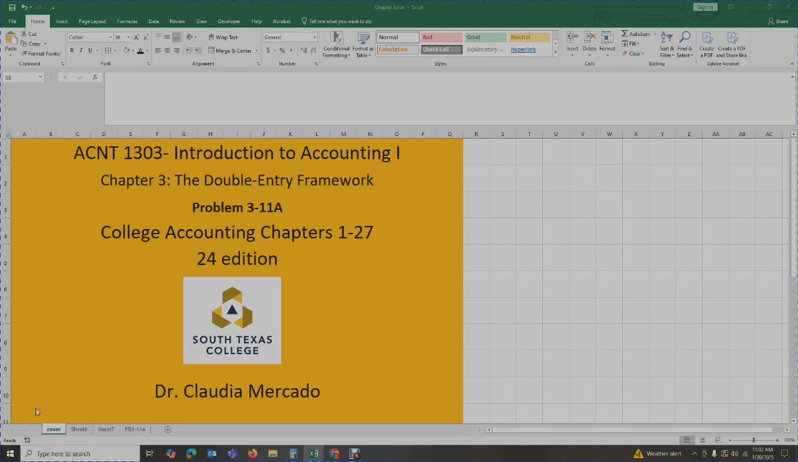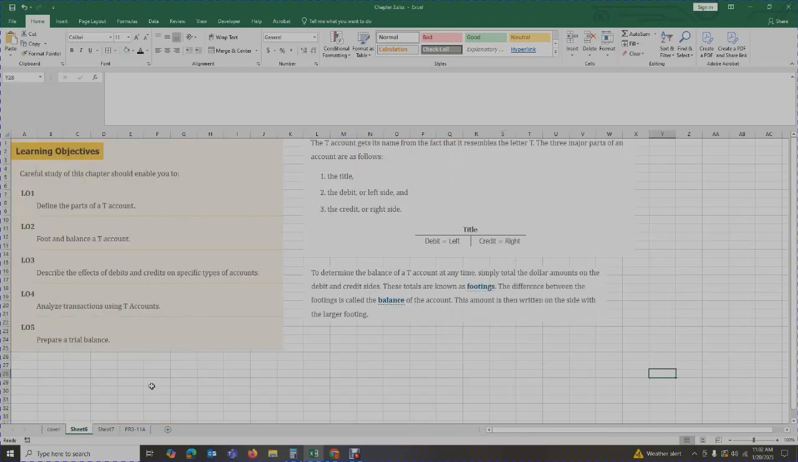Okay, so what are we going to learn in Chapter 3? Some of the information that we're going to be learning in Chapter 3 deals with defining the parts of a T account. We're going to learn how to foot and balance a T account. We're going to describe the effects of debits and credits on specific types of accounts. We're going to analyze transactions using T accounts, and we're going to prepare a trial balance.